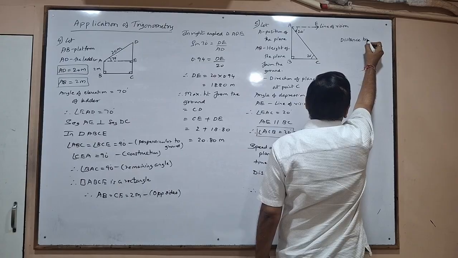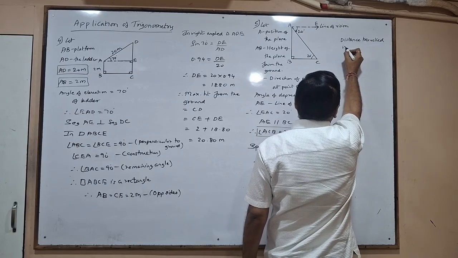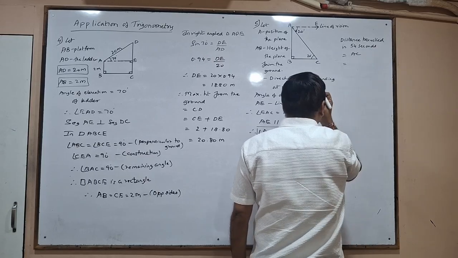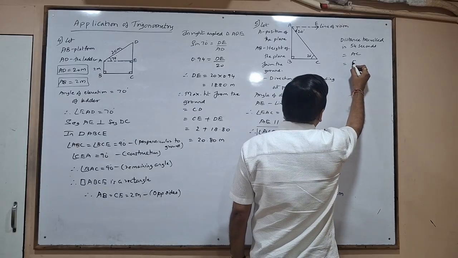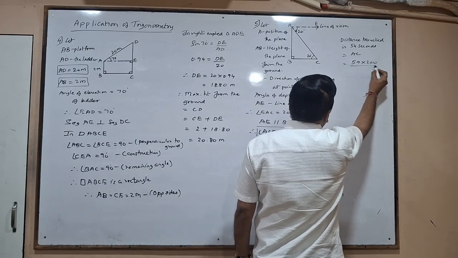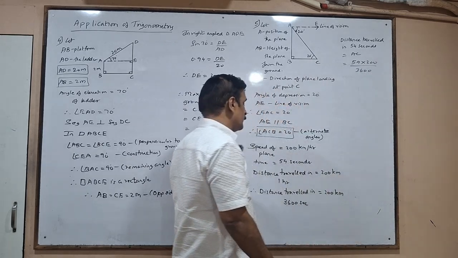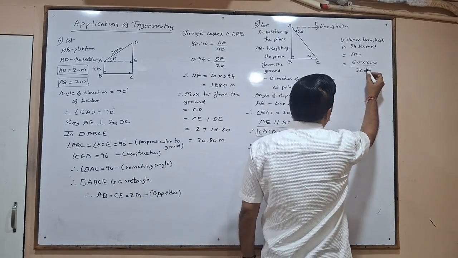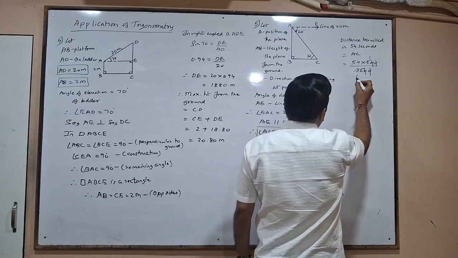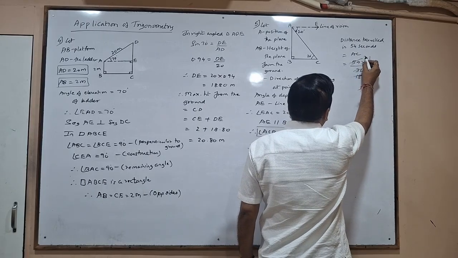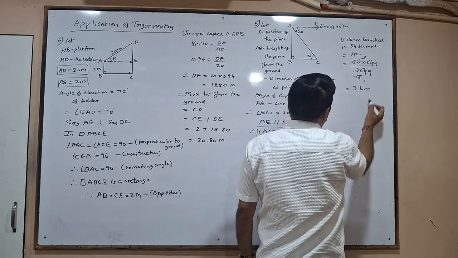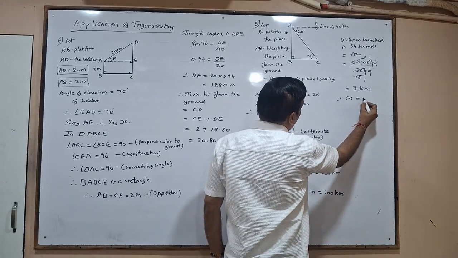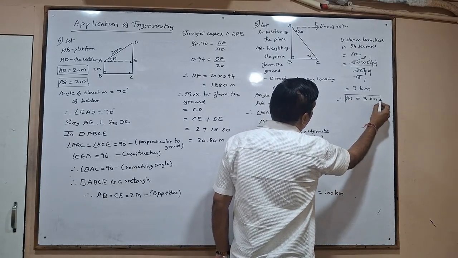So distance traveled in 54 seconds, which is AC, will be given by 54 into 200 divided by 3600. So cancellation, 1s, 18s, 1s, 3s. So it is 3 kilometer. Therefore, AC is equal to 3 kilometer.